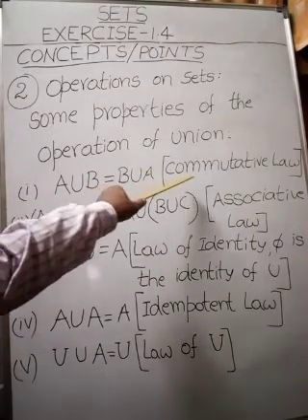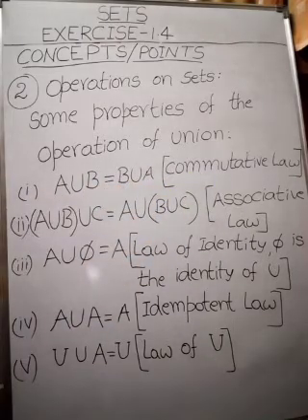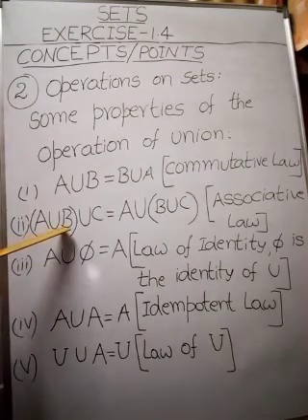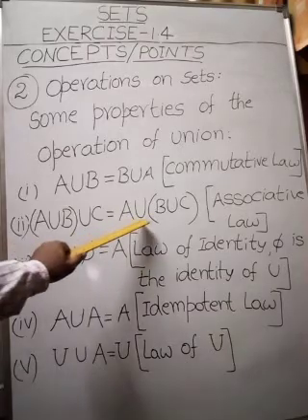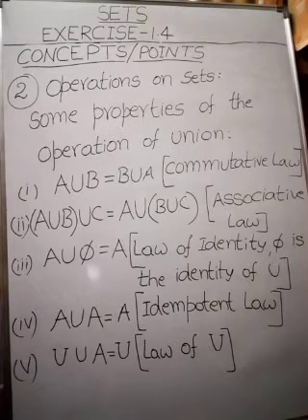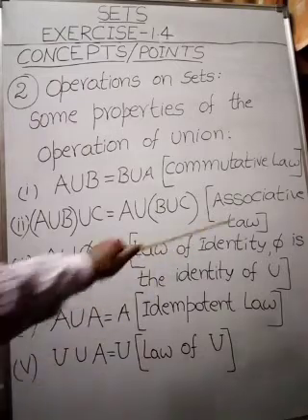So this property is called commutative property or commutative law. In the case of numbers also, you know, A plus B is equal to B plus A. The property is called commutative property. Now come to the second property, A union B union C is equal to A union B union C. This property is called associative property. In the case of numbers, just to recall the properties, A plus B plus C is equal to A plus B plus C. That property is called associative property or associative law.